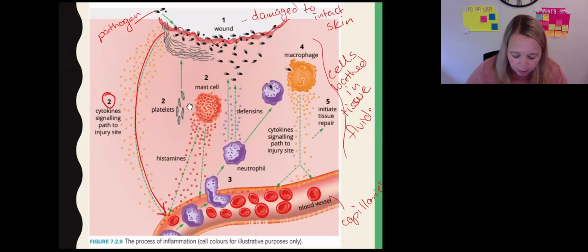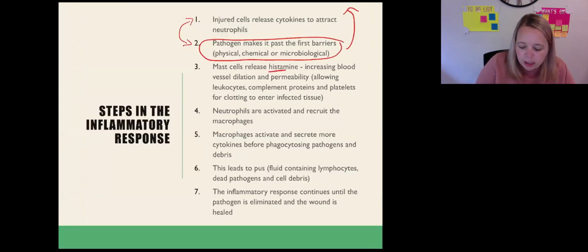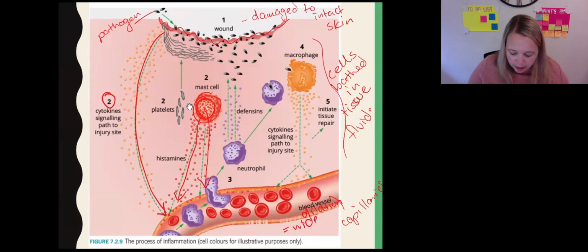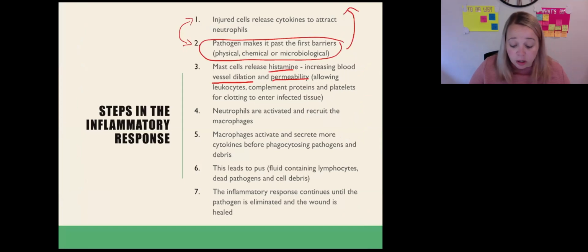The first step is that they're going to signal these mast cells in the middle here. These mast cells are going to release histamines. So what did we say the histamines did? The mast cells release the histamine. It increases blood vessel dilation and permeability. Blood vessel dilation means they get wider, and these neutrophils and so on can come out. So we need to make sure that we get that widening of your blood vessels to allow those other white blood cells to come out.